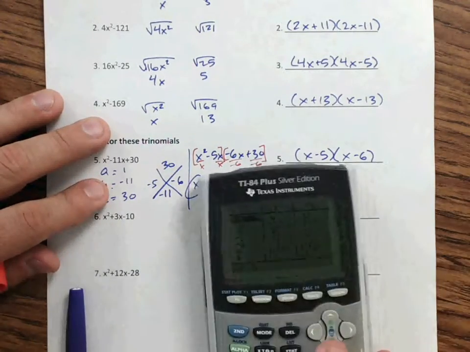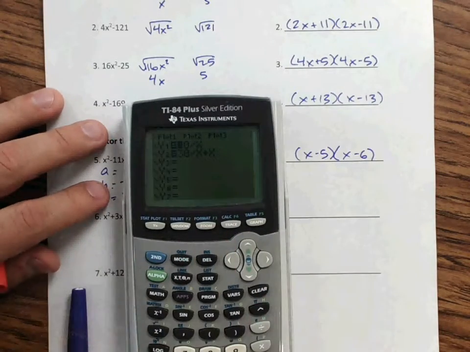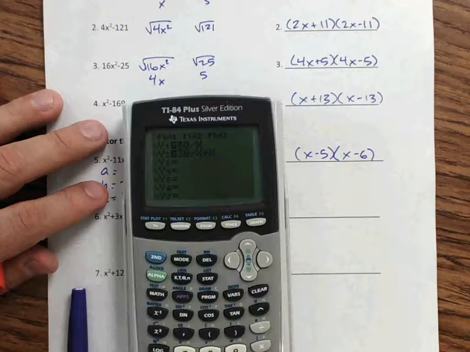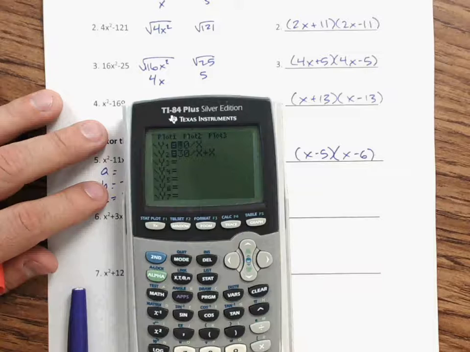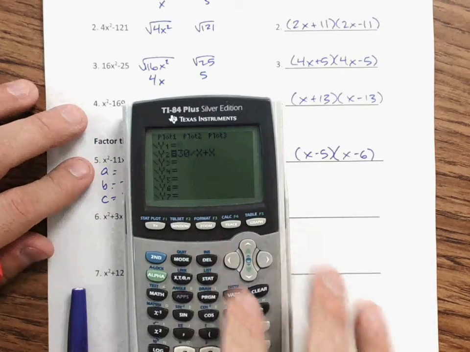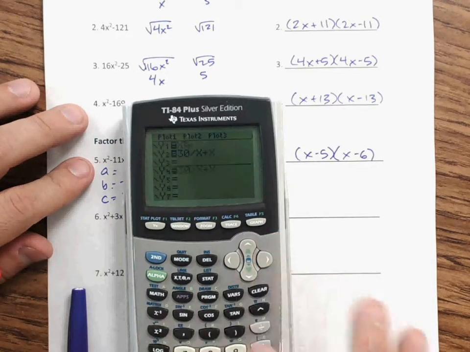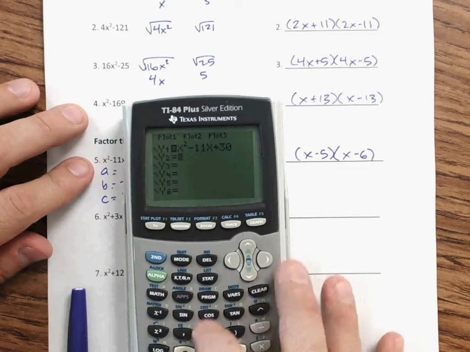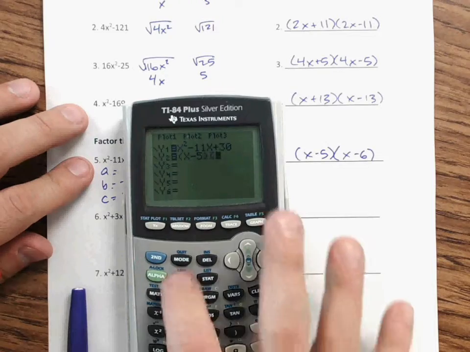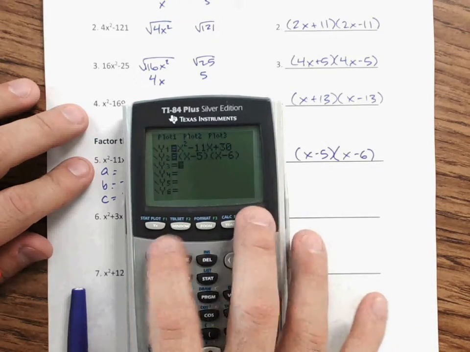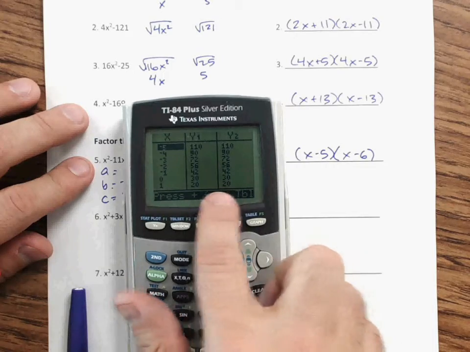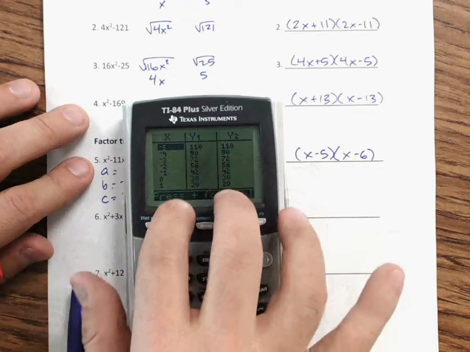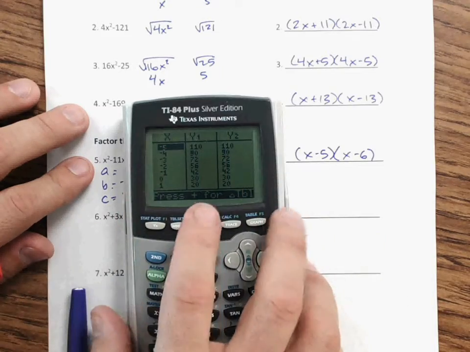To check our answers, we are going to go back into y equals. This is a little dark. Let me see if I can brighten this thing up a little bit. Okay. We're going to go back in here. We're going to put in the original equation, which was x squared minus 11x plus 30. We're going to put in what we think the answer is, which is x minus 5 times x minus 6. Look at our tables, and they should be identical in column y1 and y2, which they are. So we're good to go there. I'm not going to show that for the rest of these questions. I'm just reminding you that's how you check your answers.